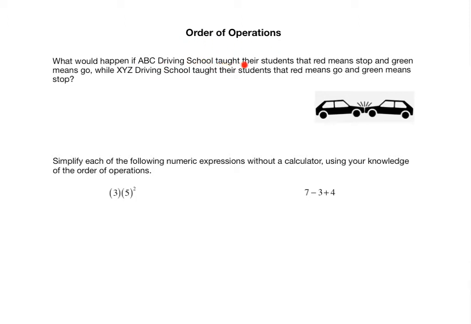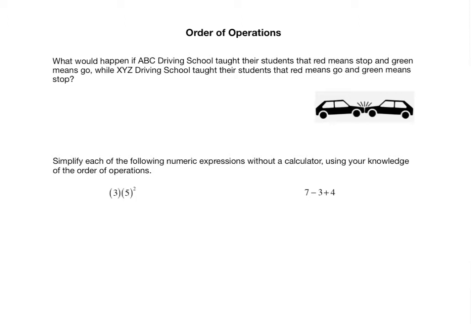What would happen if ABC Driving School taught their students that red meant stop and green meant go for the traffic lights, and XYZ Driving School taught the opposite? Obviously, it would create accidents. The order of operations is essentially a traffic guide for us that all of us must agree to.